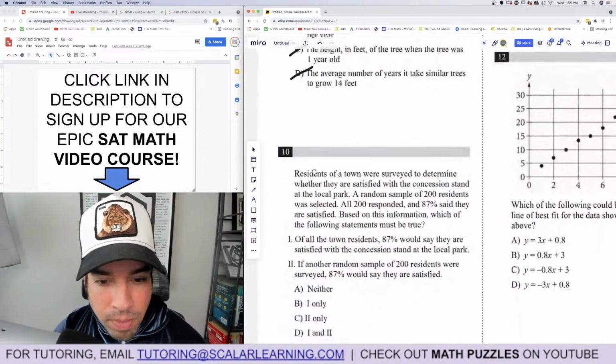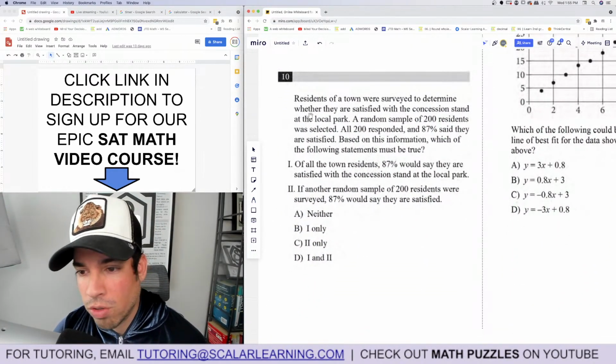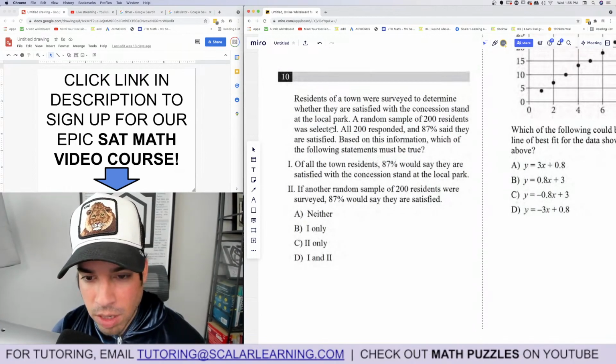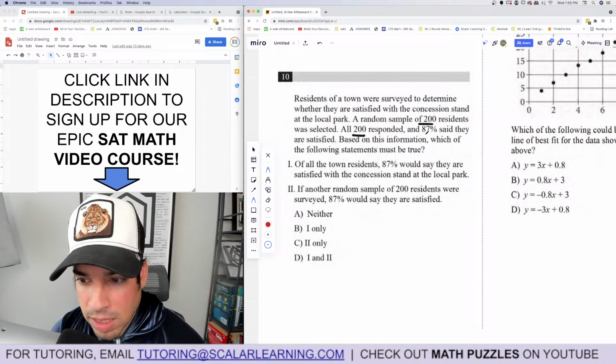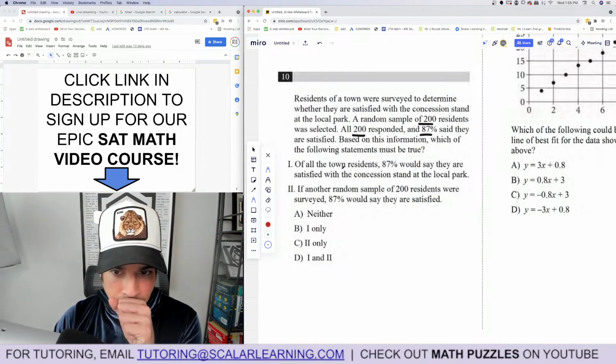Okay. Number 10. Residents of a town were surveyed to determine whether they are satisfied with the concession stand at the local park. A random sample of 200 residents were selected. All 200 responded, and 87% said they are satisfied.